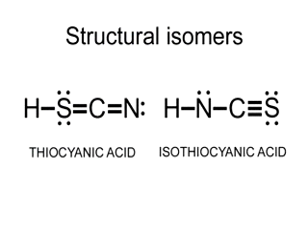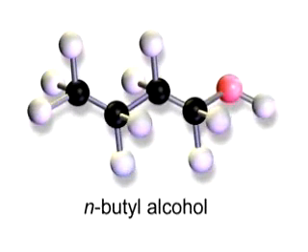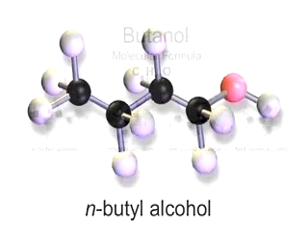So also are thiocyanic acid and isothiocyanic acid. Structural isomerism is very common in organic chemistry. For example, consider the isomers of butanol with molecular formula C4H10O. Normal butanol, or n-butyl alcohol, consists of a straight chain of 4 carbon atoms with the OH group at the end of the chain.